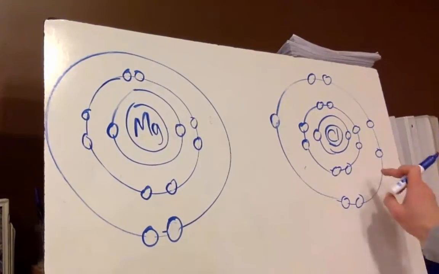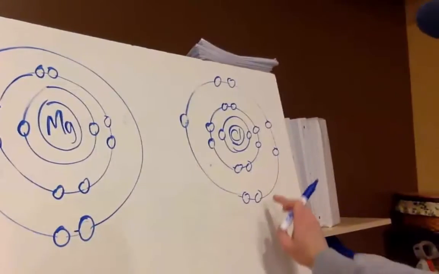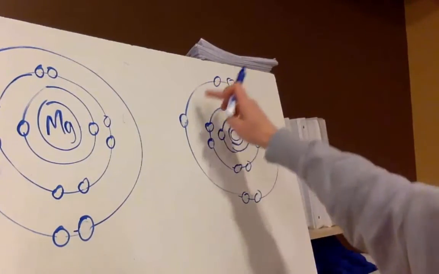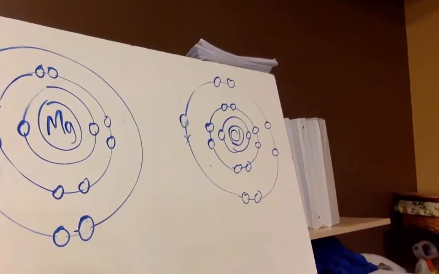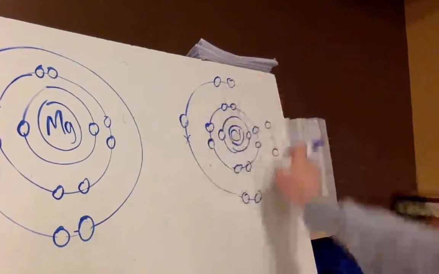So with chlorine, it has 7 valence electrons, so it could either just gain 1 right here, I'm going to put an X where it could gain 1, or it could get rid of all these 7.